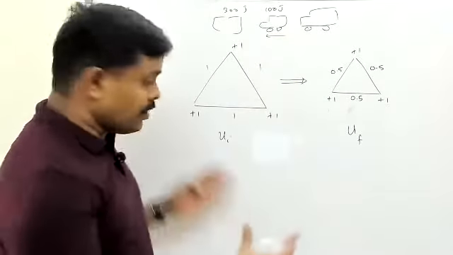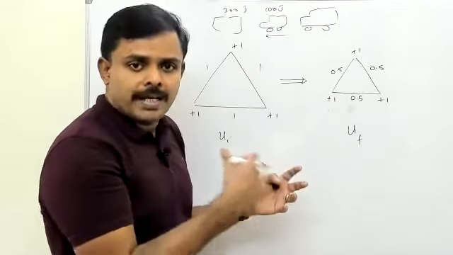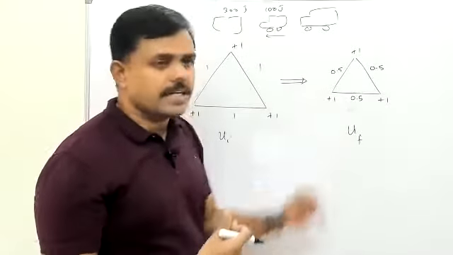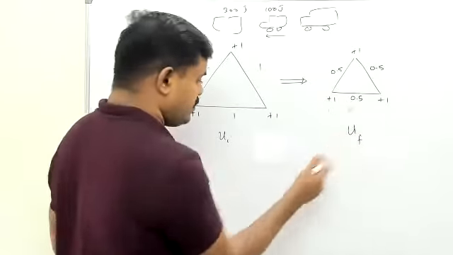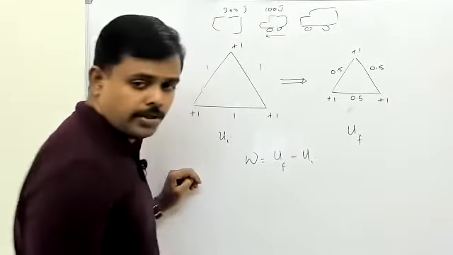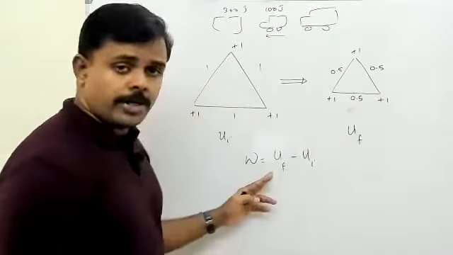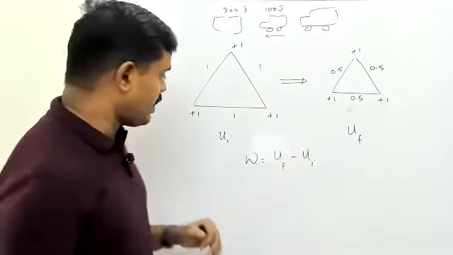In the same way, if you have done some work so as to bring the charges closer, the work done by you must have been converted to energy. So how do you find work done? Work done can be written as U final minus U initial. You find the initial potential energy and the final potential energy, find the difference, and that will give you the value. I'm doing it.